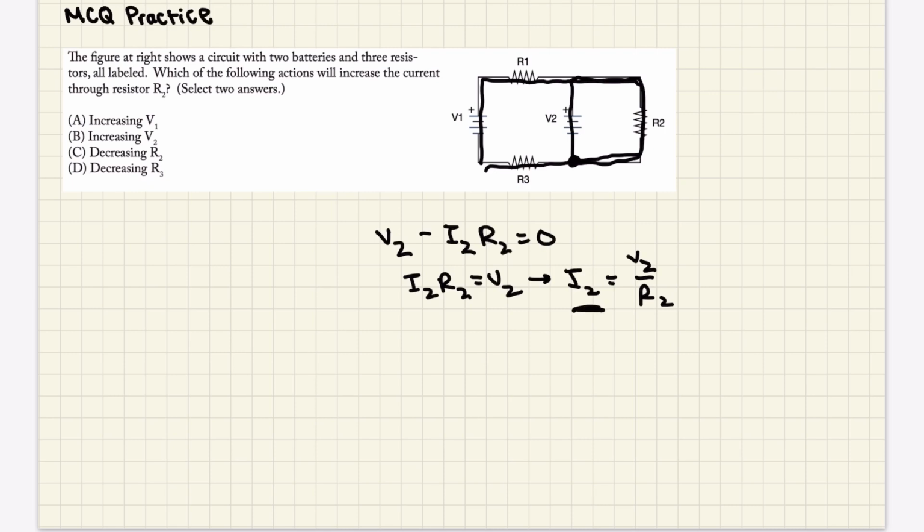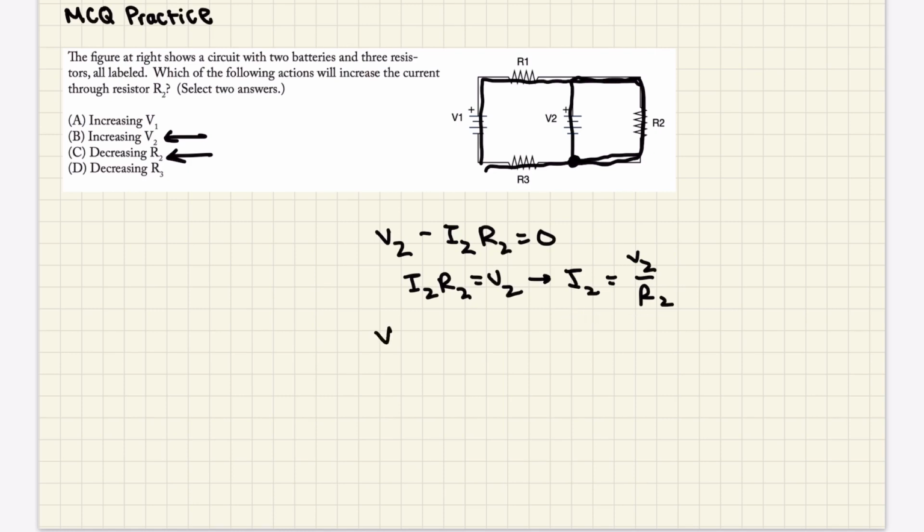Which means one way to increase the current could be to increase V2 or decrease R2. Both of those are valid. You can use the other loop as well. You'll find something similar. It's just that V2 is more direct. It directly correlates with that.